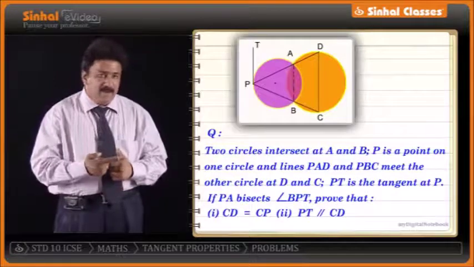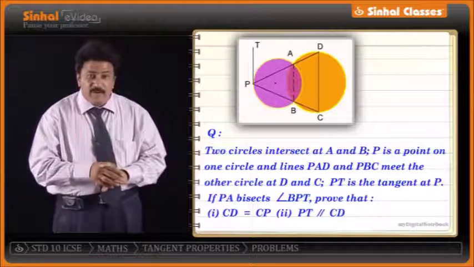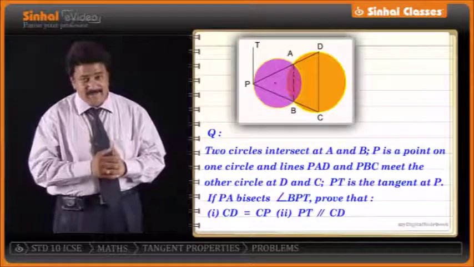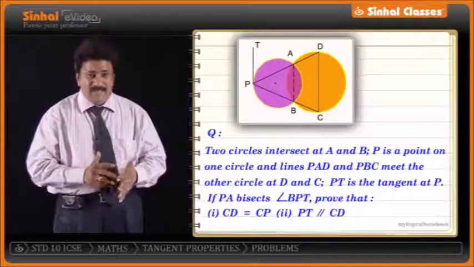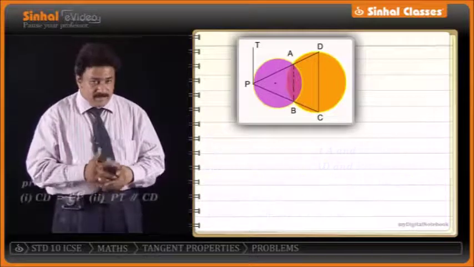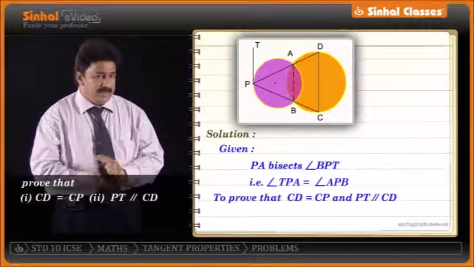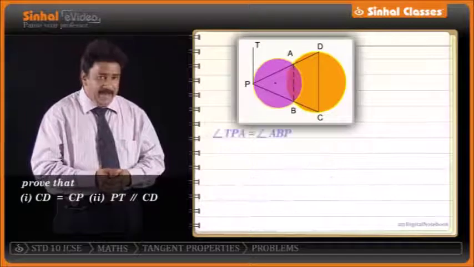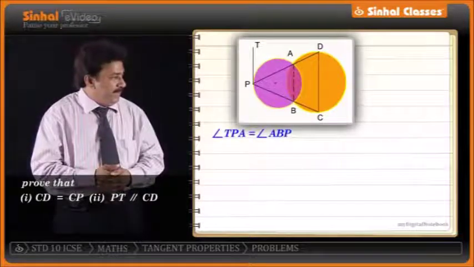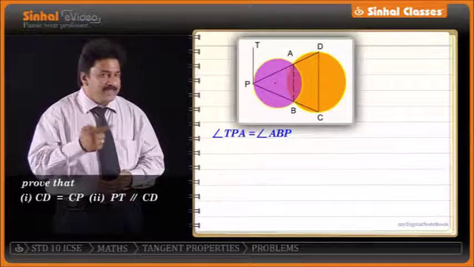For proving parallel lines, either we'll use the converse of the alternate angle test, or the converse of the corresponding angle test, or the converse of the interior angle test, any one of these. Let's see what is there in this sum. Let's start doing the sum. First part we are doing. See now, angle TPA is equal to angle ABP. What's the reason? Yes, you're right. Alternate segment theorem.